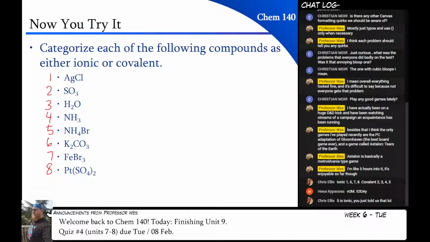All right, let's go over the answers here. So I'm going to just highlight all the metals here. So we got silver, and we've got potassium, and iron, and platinum.